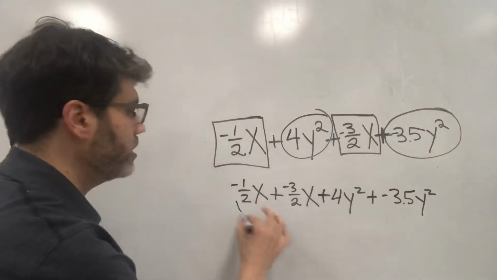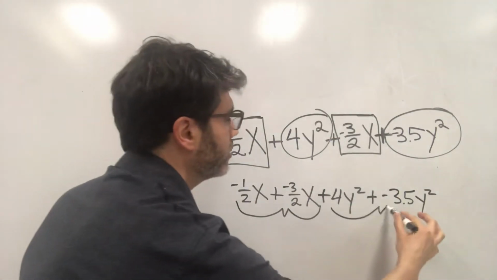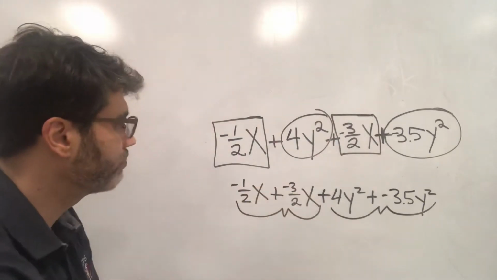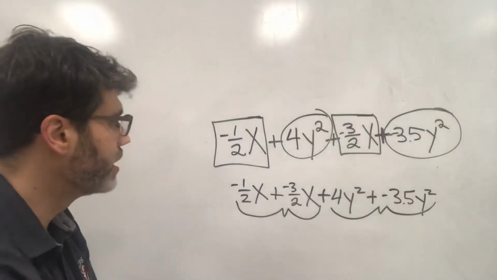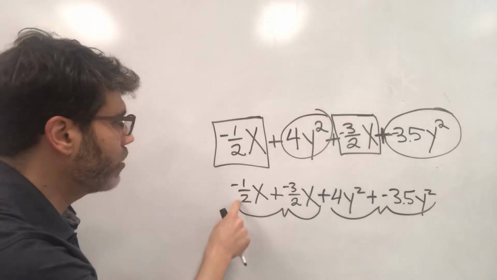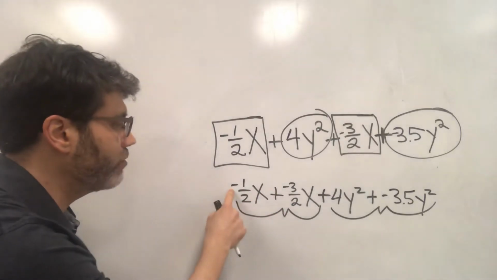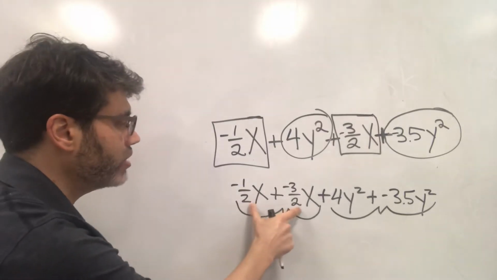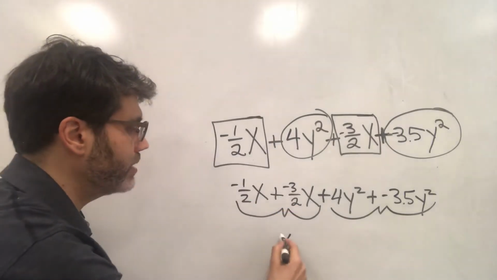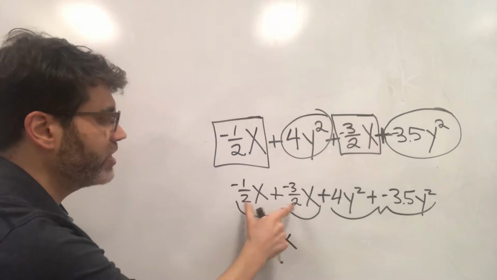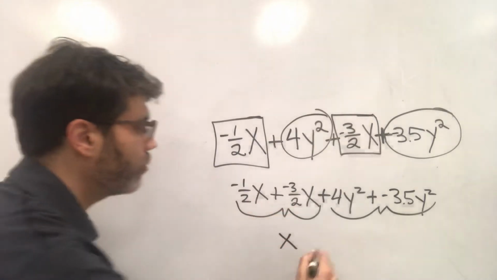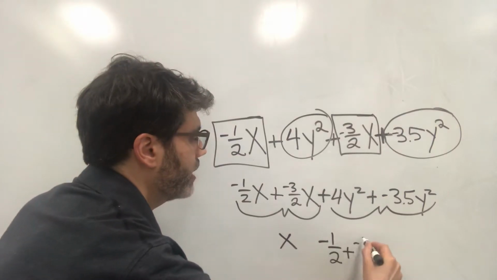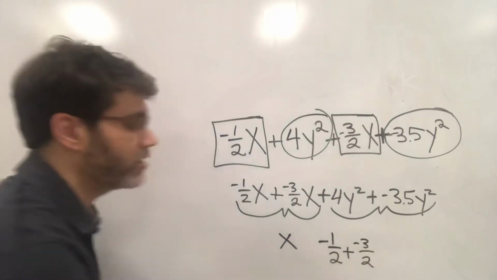Okay, so do you see that these are like terms and these are like terms? Now it's a little bit easier for us to visualize how we would combine them. So this is negative 1/2. Essentially, this is negative 1/2 plus negative 3/2. Okay, so take these coefficients, because you know x is going to be our variable. So it's the coefficients that we need to worry about here. So what is negative 1/2 plus negative 3/2? Okay, so that's the question, right?